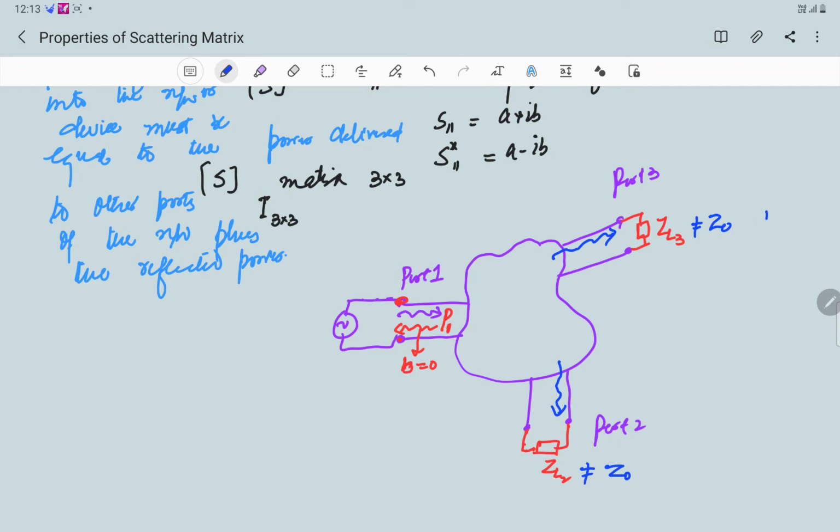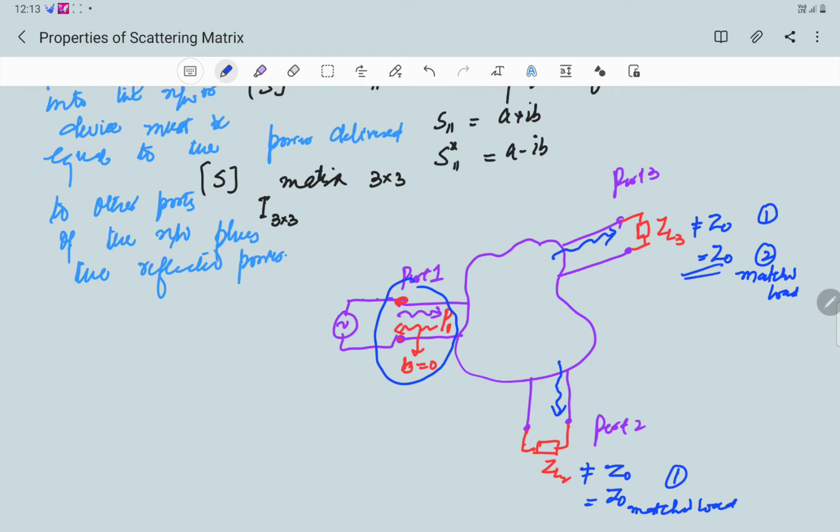In the one case they are not equal to characteristic impedance. In the second case these loads are equal to characteristic impedances, or they are matched loads. This would mean it's a matched load. This is equal to Z0 would again mean that it is a matched load. So we have two situations. I am feeding power P1 at port 1. Now let us discuss case 2.